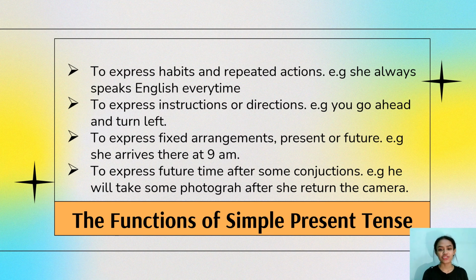To express instruction or direction. For example, you go ahead and turn left. To express a fixed arrangement, present or future. For example, she arrives there at 9 p.m. Last, to express future time after some conjunctions. For example, he will take some photographs after she returns the camera.